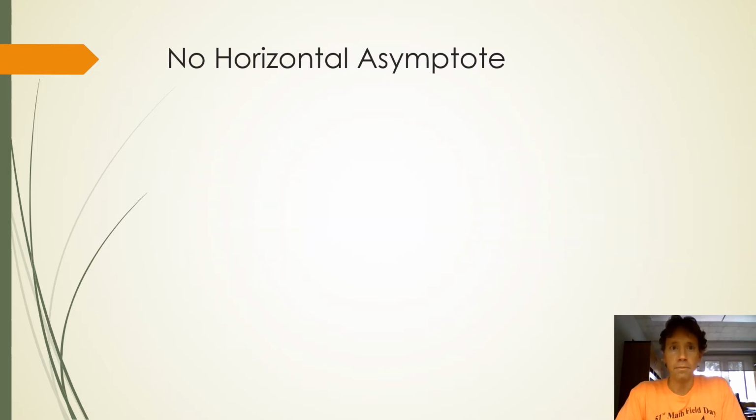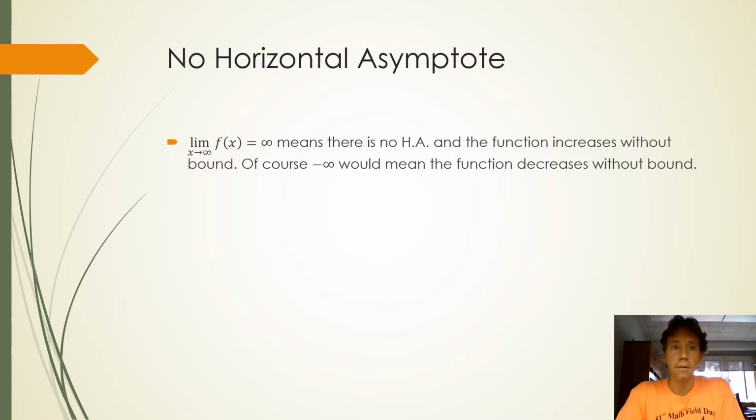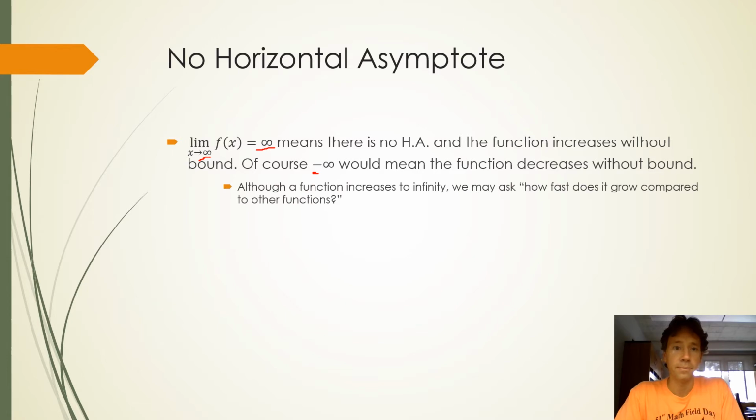And of course, many functions don't have a horizontal asymptote on either side, so what can we do in this situation? Well, if I write limit as x approaches infinity of f of x equals infinity, that means not only is there no horizontal asymptote, but the function will increase without bound. And of course, I could use a minus infinity in either place, and that would tell me the end behavior on the left, or it might tell me that the function decreases without bound.